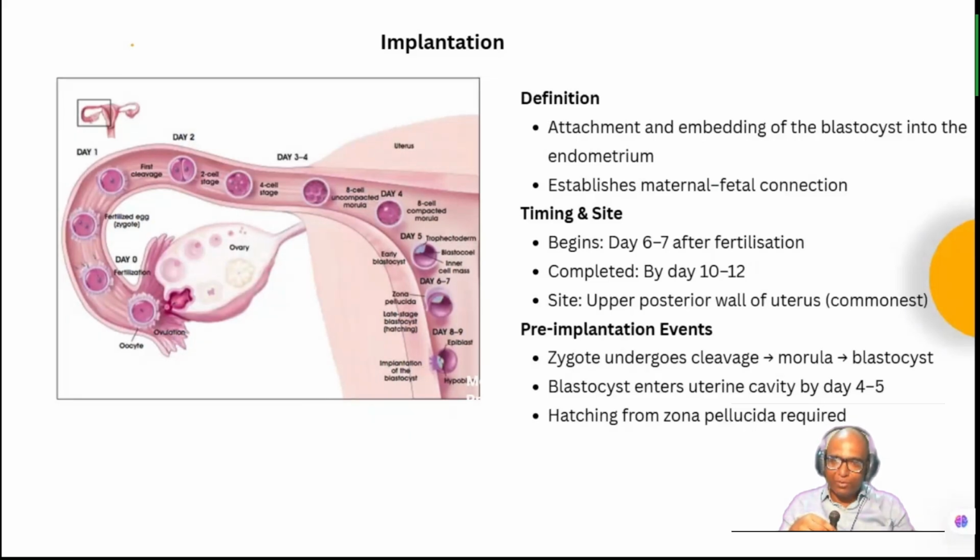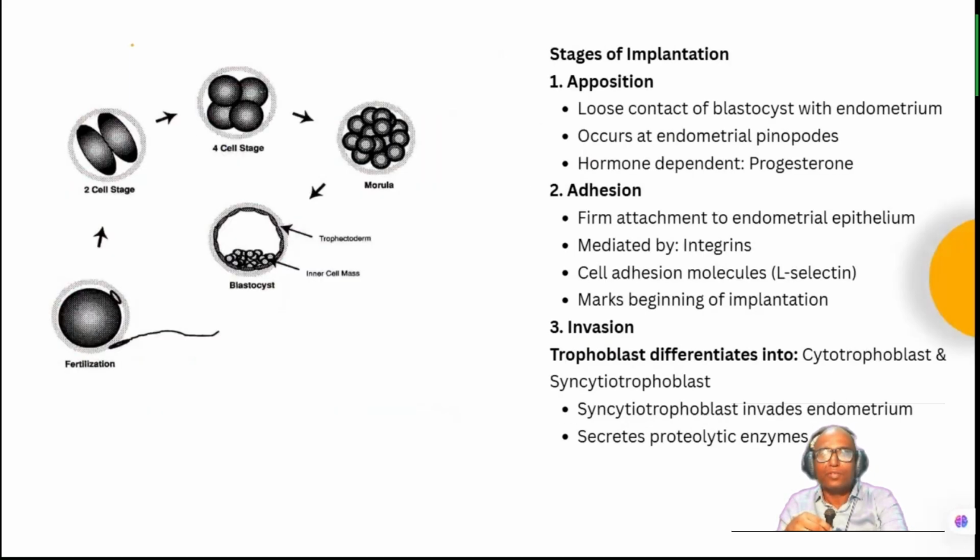enters the uterine cavity by around day 4 or day 5. There is a hatching from the zona pellucida which is required.